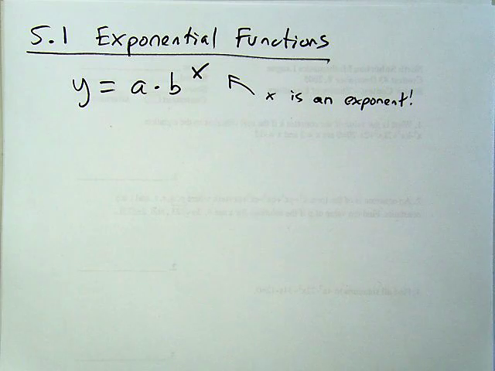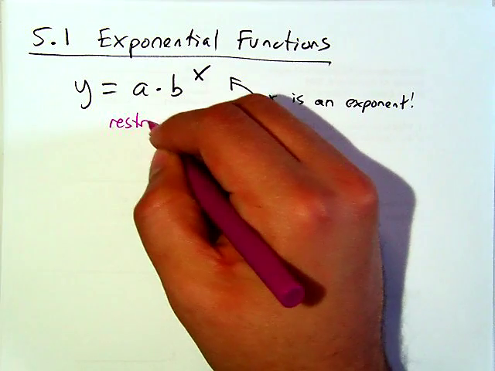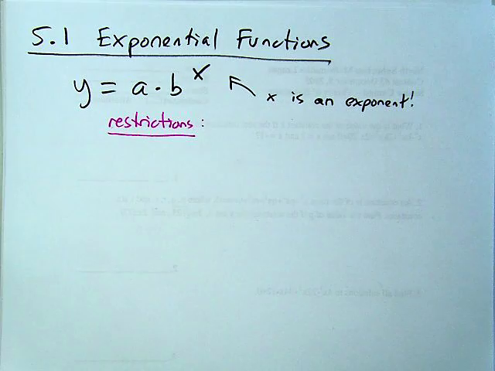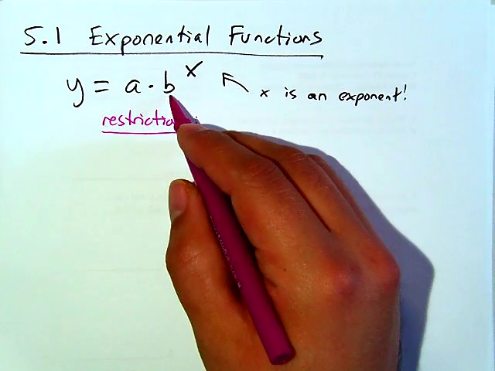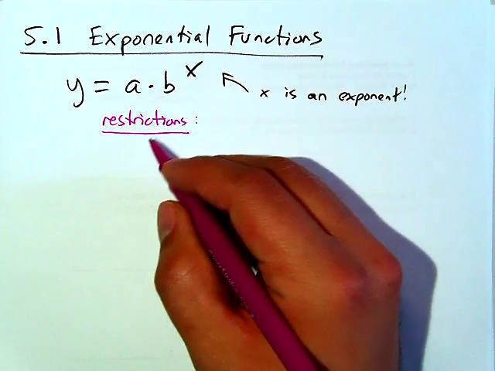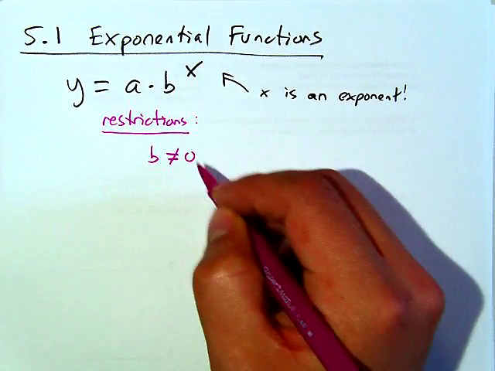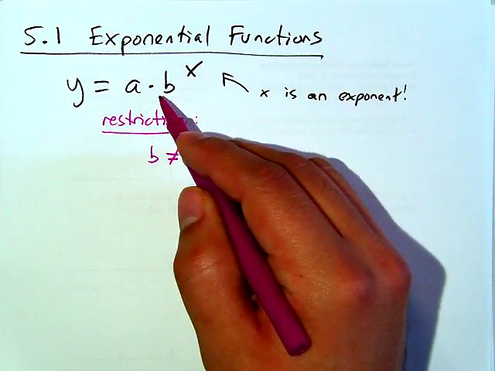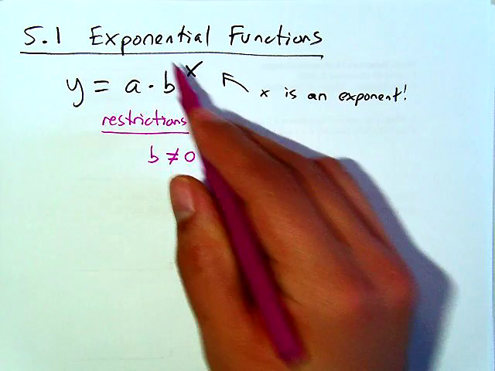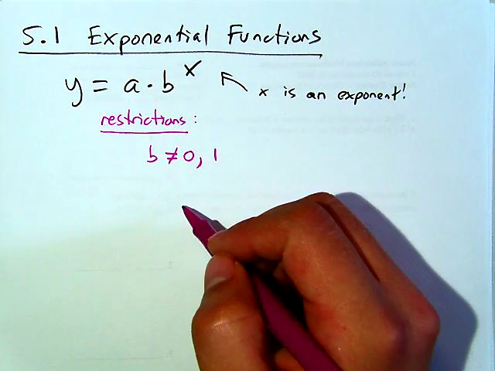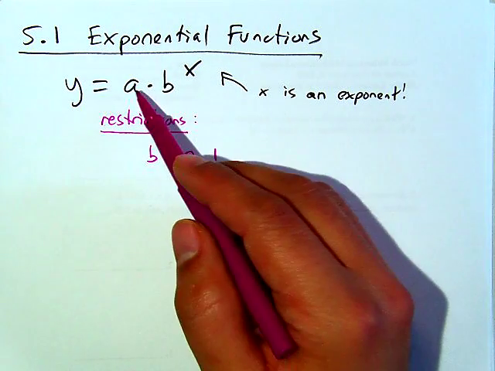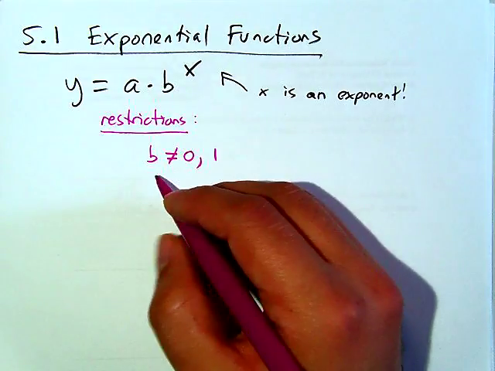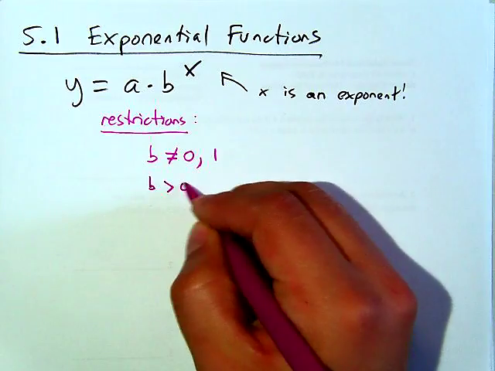Okay, now there are some restrictions that you guys should get familiar with. One of those restrictions is that this base for the exponent x can never be 0, because if it is 0, then this whole thing is just going to be 0. And we don't care about y equals 0 if we're talking about an exponential function. For that same reason, it can't equal 1, okay? Because then we just have a times 1, basically, and we don't get an exponential function that way. And also, the base has to be positive.